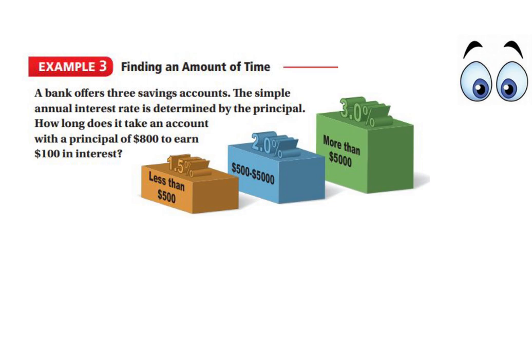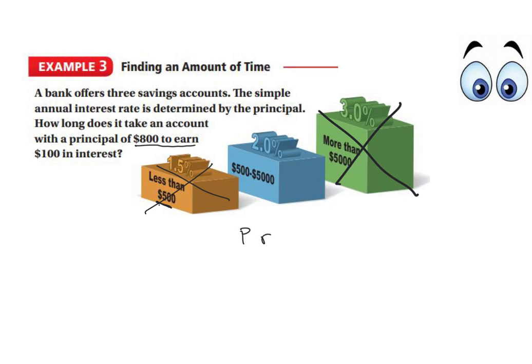In example number 3, a bank offers 3 savings accounts. The simple annual interest rate is determined by the principal. How long does it take an account with a principal of $800 to earn $100 in interest? So let's take a look. $800 is the principal. Well, this first one at 1.5% says less than 500, so that one's not going to work. And the green one, to get 3%, you have to have more than $3,000. So that one's not going to be able to get us qualified. So it looks like we're going to be the middle one.